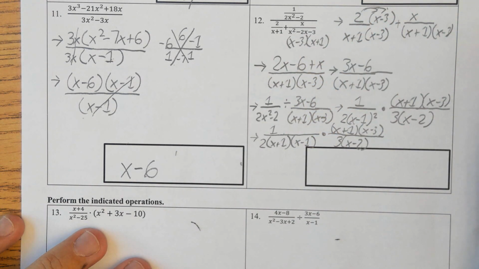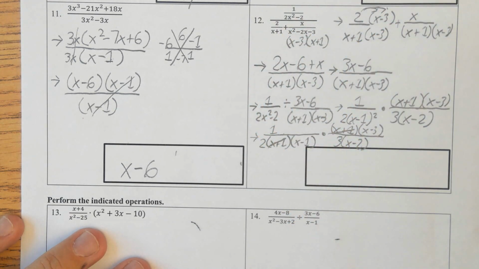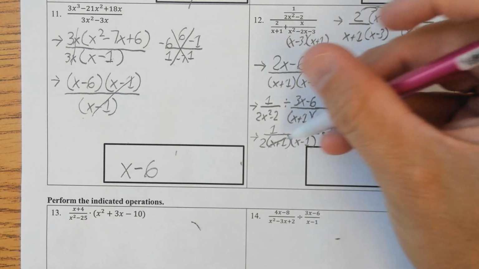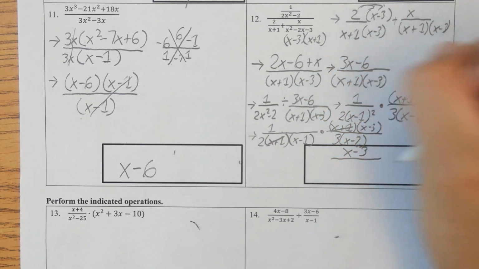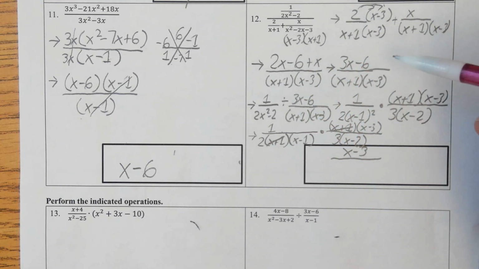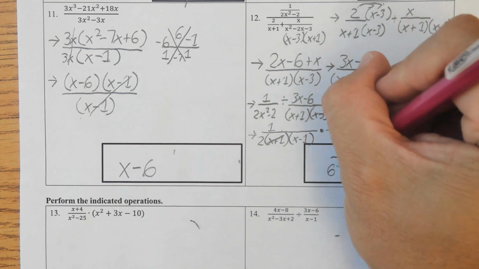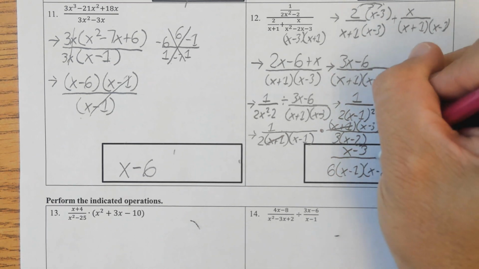So really, there's not a lot we can really do here. We can cross out the x plus 1s. And then it looks like I'm going to be left with this. In the numerator, it's not bad, it's just x minus 3. In the denominator, I'm going to be left with 2 times 3, which is 6. And then I have 2 binomials left over, x minus 1, x minus 2.